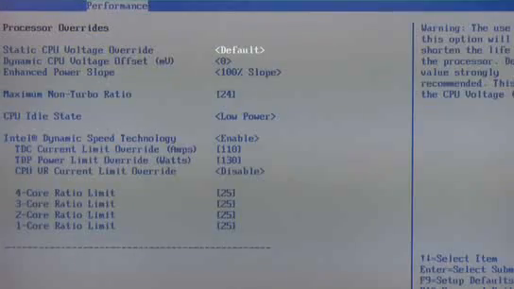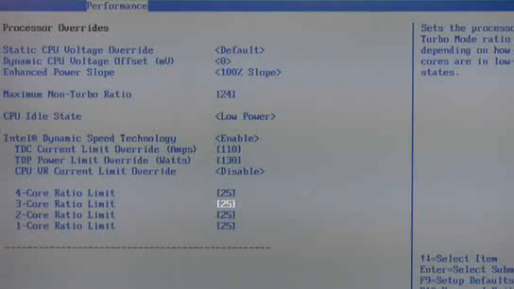You can also adjust the processor's multiplier. Only with the Core i7, the processor has four individual ratios for each of the four cores in the CPU, and you can adjust one, two, three, or all four of them individually.